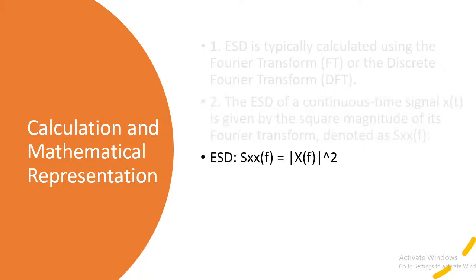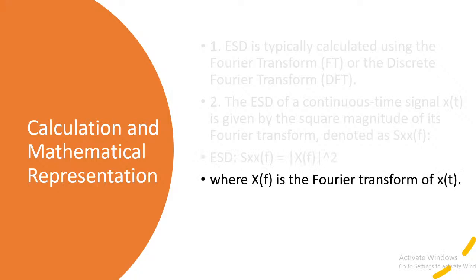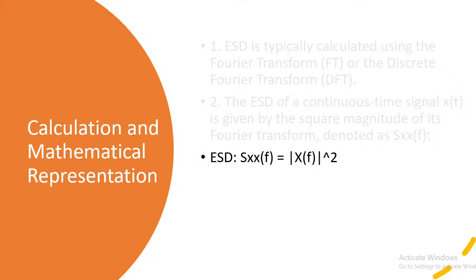Next. So ESD, energy spectral density, is S_xx(f), which is the absolute value of X(f) squared. So take X(f), take its absolute value, square that. X(f) is the Fourier transform of x(t). x(t) is your continuous time signal. Its Fourier transform is X(f). Take X(f), take its absolute value because that will be complex in nature. So take its absolute value to get the real part, then square it. So that gives you the ESD. Next.